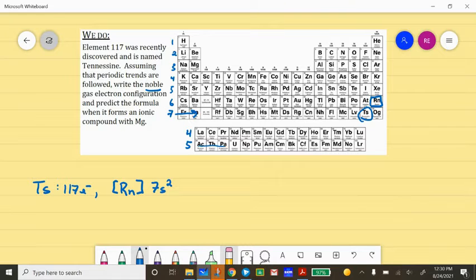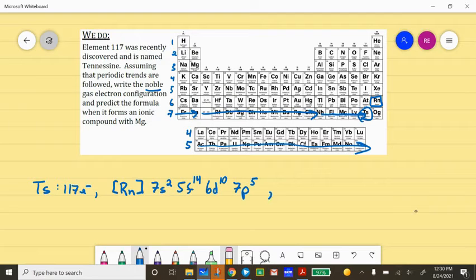So now we're going to go all the way through the F block, and that is going to be 5f, and there are 14 elements all the way across. So we have 5f14. Then back up to the D block, and remember the D block is period number minus 1, so that's going to be 6d10. And then to get to tennessine, we go 1, 2, 3, 4, 5. And so we're back in the 7th period in the P block, and it is the 5th element in.